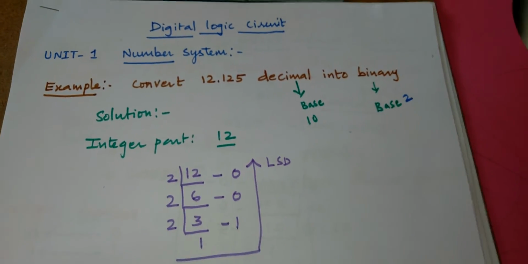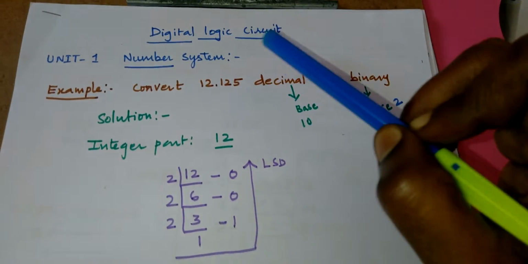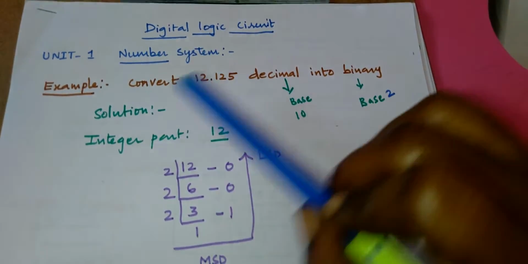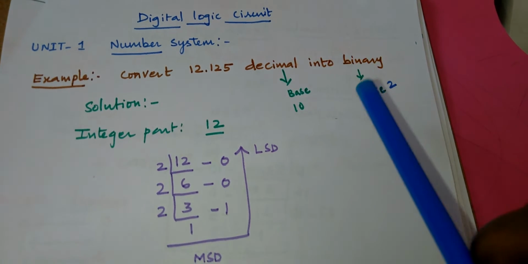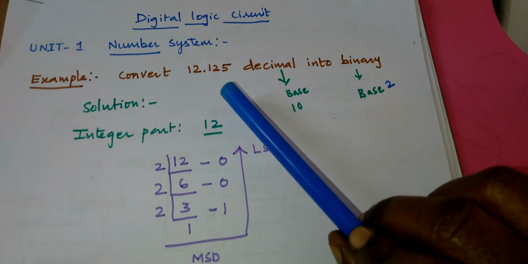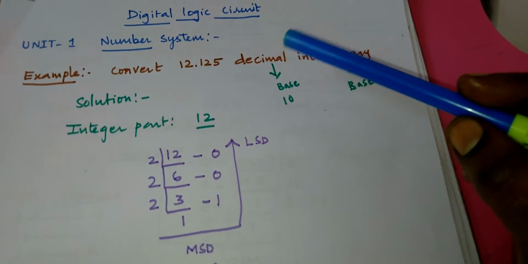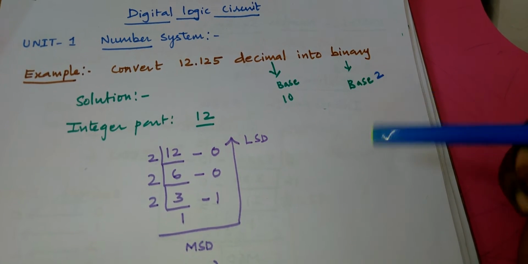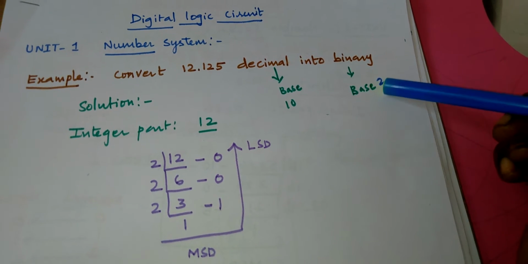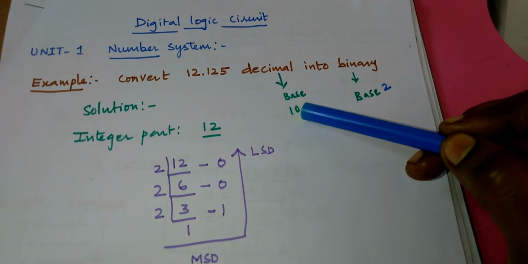Now we will see important questions under digital logic circuit. Unit number 1, number system. First example, convert 12.125 decimal number into binary number. Before going to conversion, you should know the base value of decimal number and the base value of binary number. Binary number base value is 2, decimal number base value is 10.